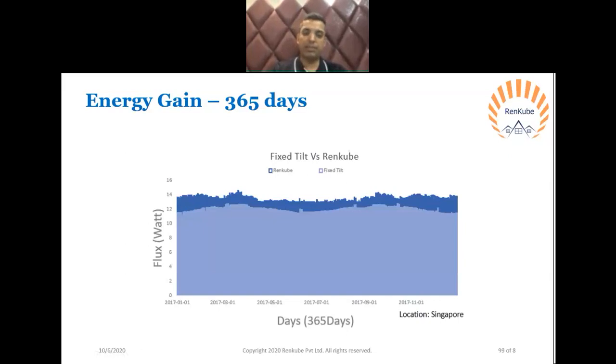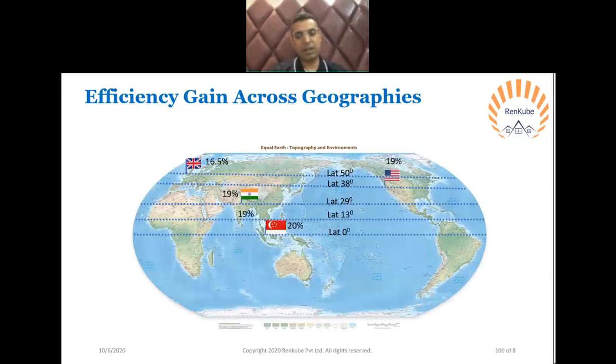Next slide, please. So we have tested this prototype. We have done extensive simulation in standard industrial software, and we have also tested this prototype on our office rooftop and collected the data. This graph shows the energy gain for 365 days a year for the location Singapore, where we see that the RenCube panel gives a consistent 20% more than a traditional fixed tilt panel. This is irrespective of the season, be it winter, summer, spring, or autumn; we give this consistent 20% gain.